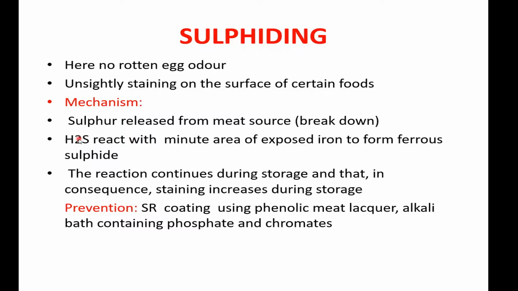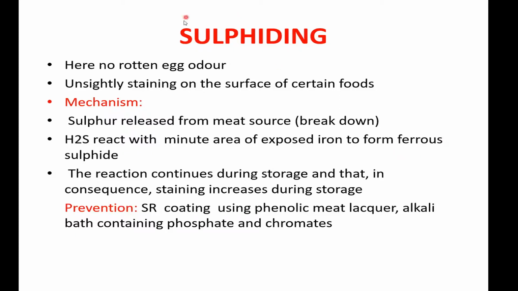This hydrogen sulfide gas is soluble, and it reacts with the iron. If the tin coating is not proper, or the SR coating, the sulfur resistance coating, which we give to prevent sulfiding, is not proper, then the hydrogen sulfide will react with the iron and form ferrous sulfide. You know the color of ferrous sulfide: it is somewhat brownish black.